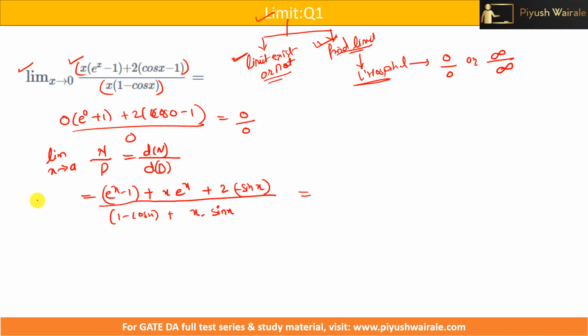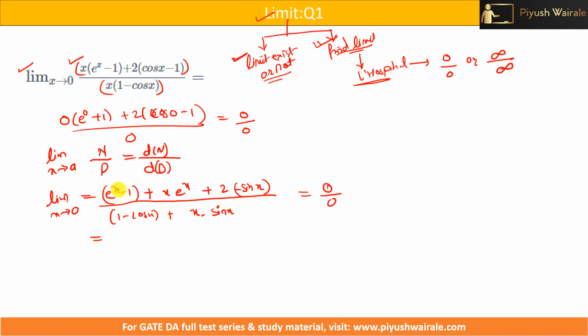Now just put limit x tends to 0, that is x equals 0. In this case, what will happen? e to the power 0 is 1, 1 minus 1 is 0, plus 0 times sin 0 is 0. In the denominator, cos 0 is 1, 1 minus 1 is 0, plus 0. So again we are getting 0 by 0 form. Just simplify this, and again we have to apply L'Hospital's rule by taking the derivative.